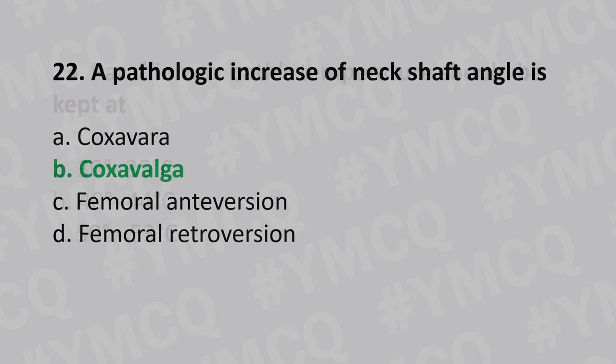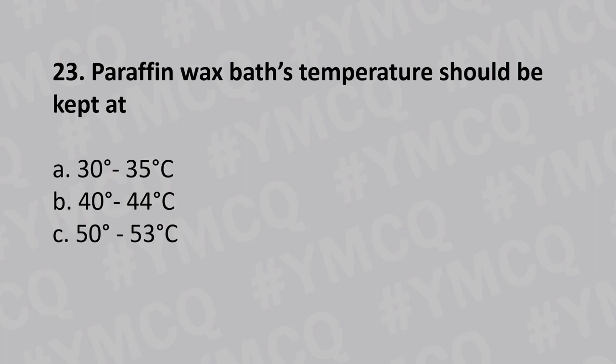Moving to our 23rd question. Paraffin wax bath temperature should be kept at option A, 30 to 35 degrees Celsius, option B, 40 to 44 degrees Celsius, option C, 50 to 53 degrees Celsius. And the answer is option B, 40 to 44 degrees Celsius.